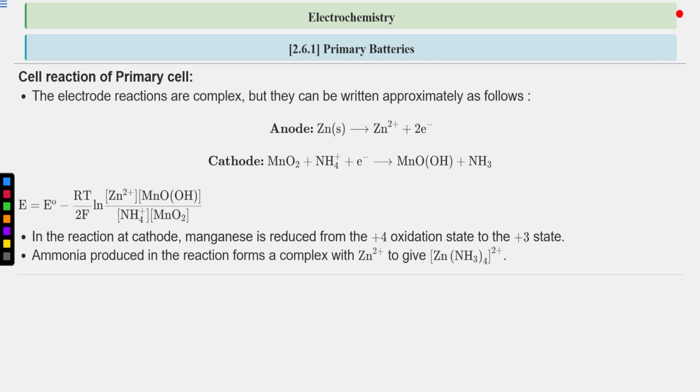Now, the ammonia produced in the reaction at the cathode forms a complex with zinc 2 plus ions, because they both are on the product side. So they will combine and react and form a complex of the ammonia with the zinc 2 plus, giving the complex Zn(NH3)4 2+. This will be the final complex which you can get from the reaction of the ammonia produced at the cathode with the zinc 2 plus.